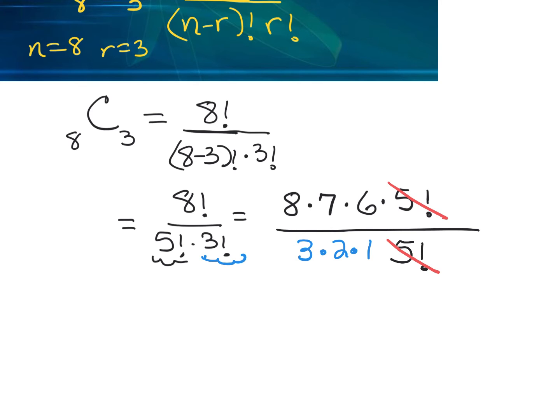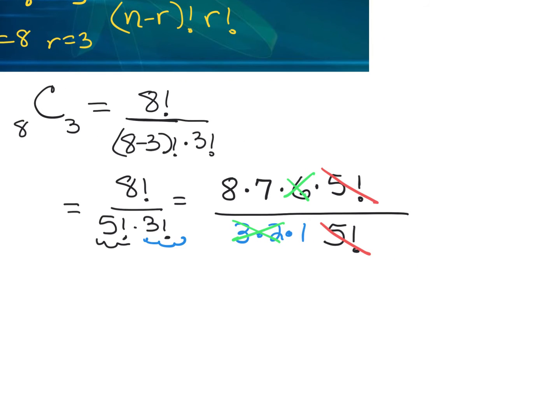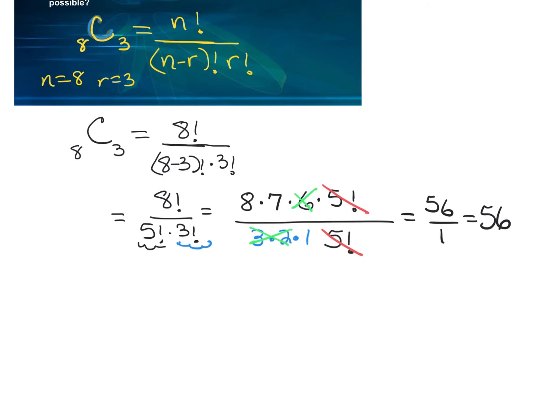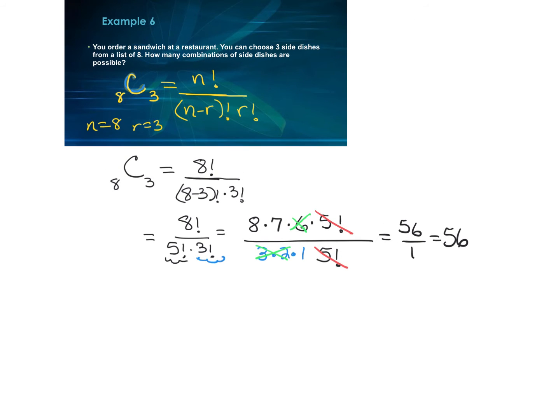And then if you want, you can either multiply 8, 7, 6 and then divide it by 3, 2, 1. Or if you want to simplify before you multiply, I could do 3 times 2 is 6 and I could get rid of that. And then I'm just left with 8 times 7 and then 1 on the bottom. So 56 different combinations of choosing 3 sides out of 8.